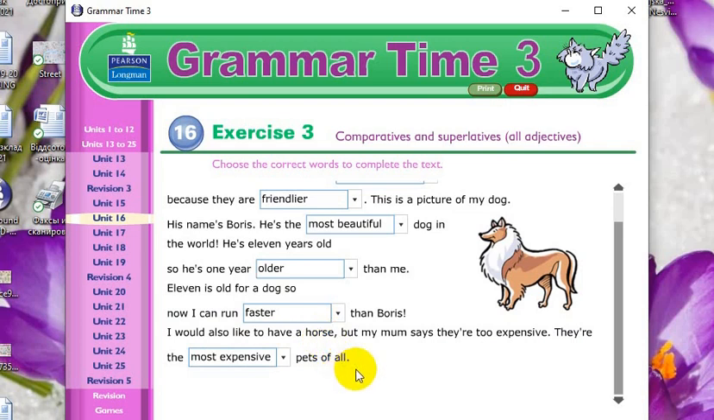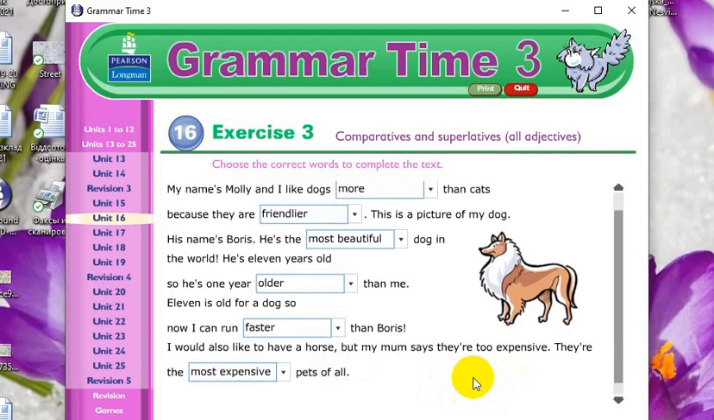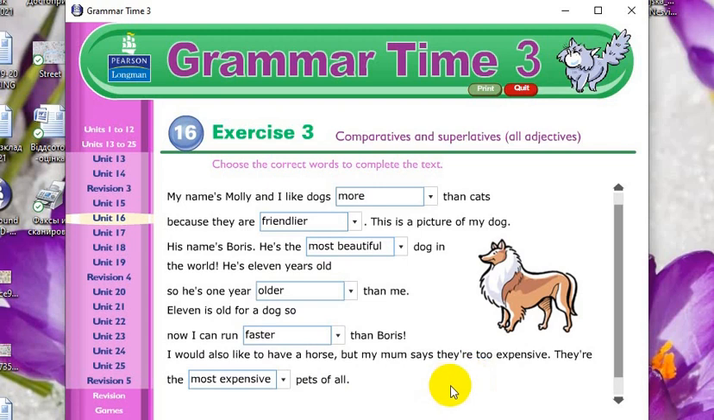So your home task will be to speak about your pet and use the comparative or superlative forms in your sentences.